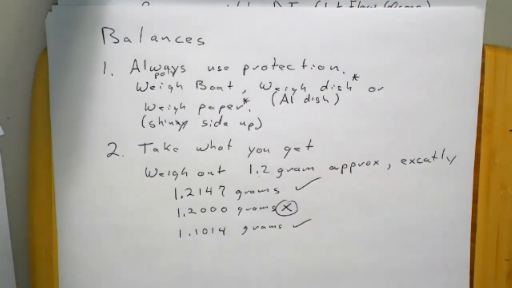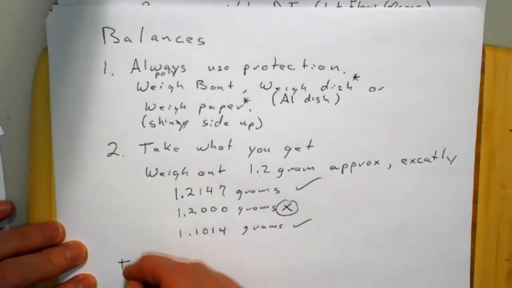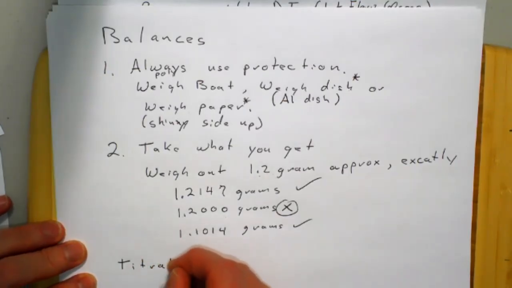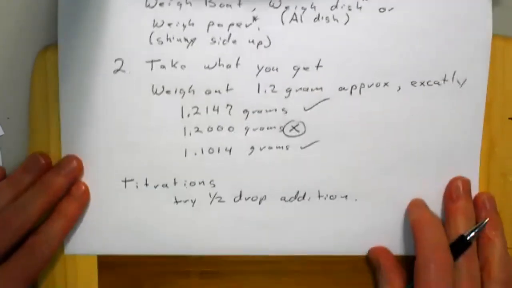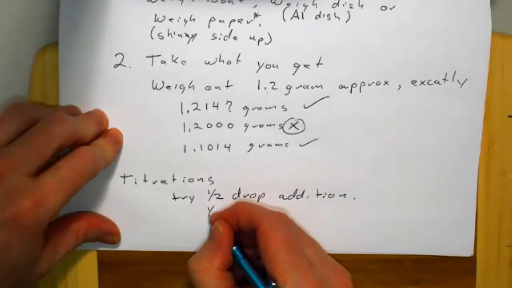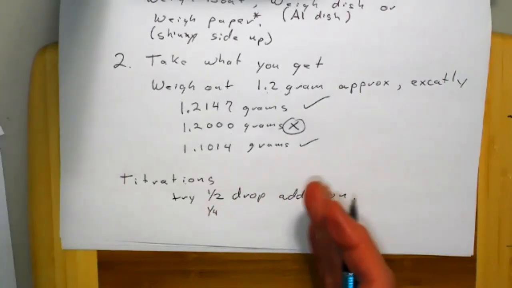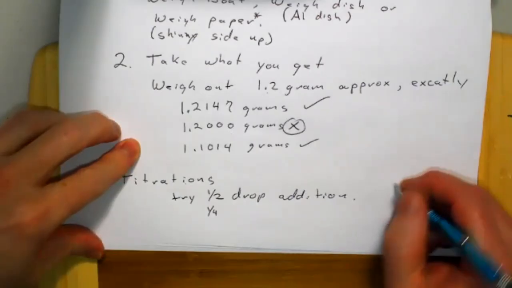Okay. All right, we talked about titrations already. All I wanted to talk about on titrations, and the first day we won't make it there, but maybe a week from Friday we will, is to try a half drop addition. Okay, so the idea of adding half or quarter drops is that we get more accuracy. But it takes time, and always wash it down.